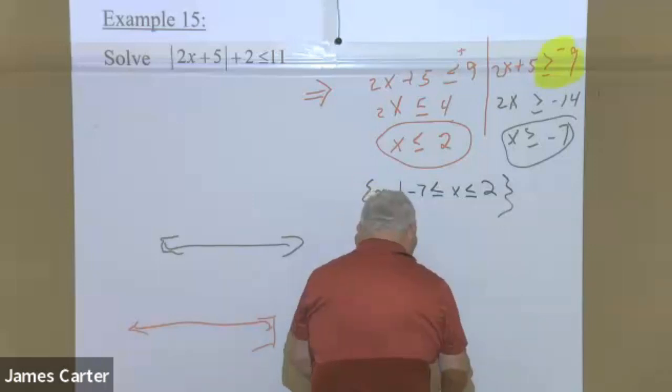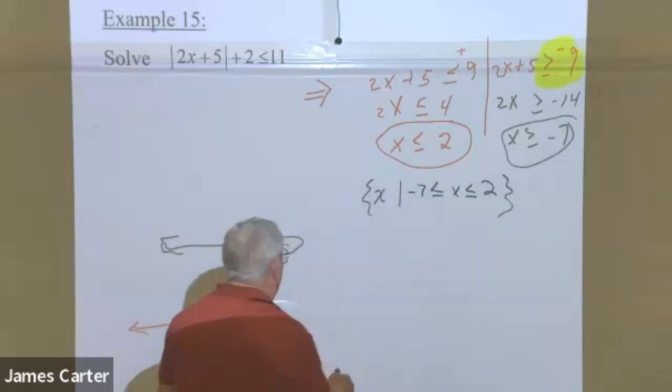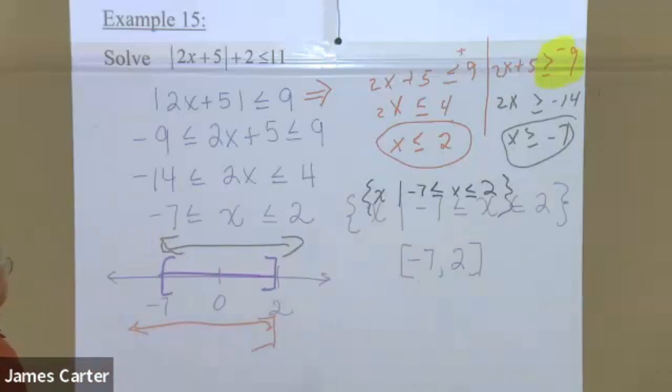Now let's continue. As you see, when you graph this, if x is less than 2, you've got inclusive that direction. If x is greater than or equal to -7, inclusive that direction. So you've got this overlapping part, or the and part. So your interval notation is that. Here is your inclusive statement.